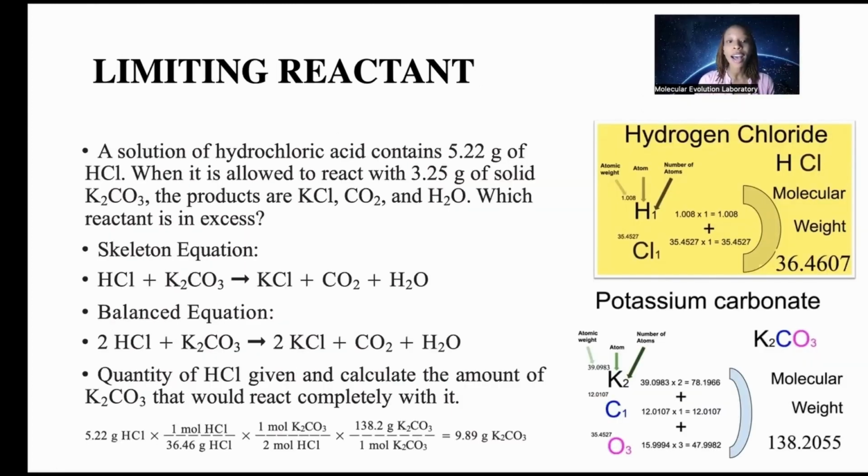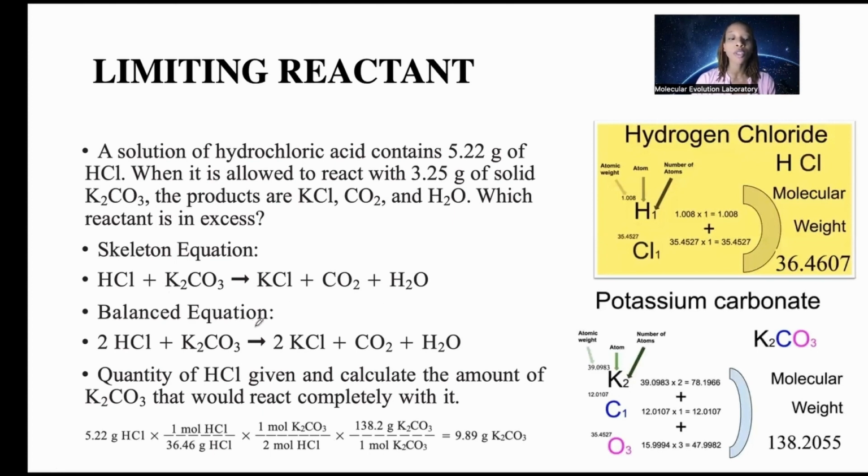A solution of hydrochloric acid contains 5.22 grams of hydrochloric acid. When it is allowed to react with 3.2 grams of solid potassium carbonate, K2CO3, the products are potassium chloride, CO2, and H2O. The products are KCl, CO2, H2O. Which reactant is in excess? So this is basically the skeleton of the equation: hydrochloric acid plus potassium carbonate gives you potassium chloride plus carbon dioxide plus water.